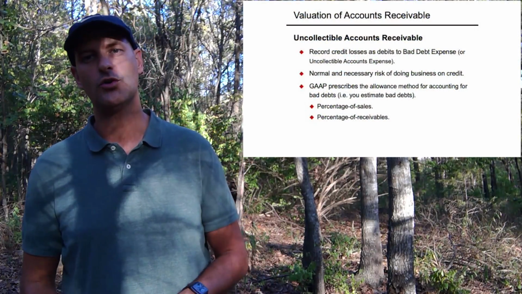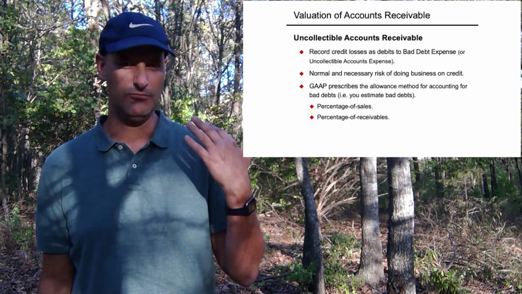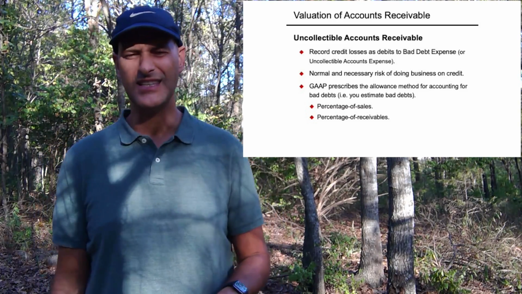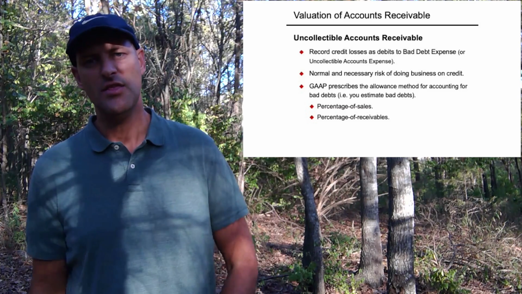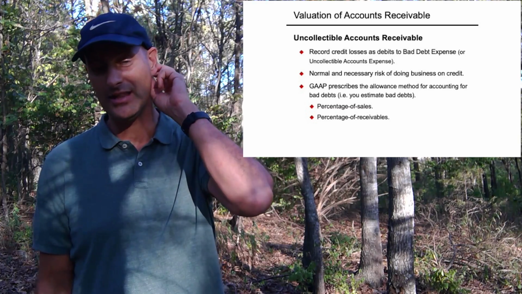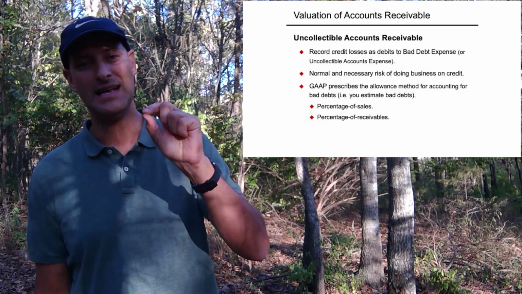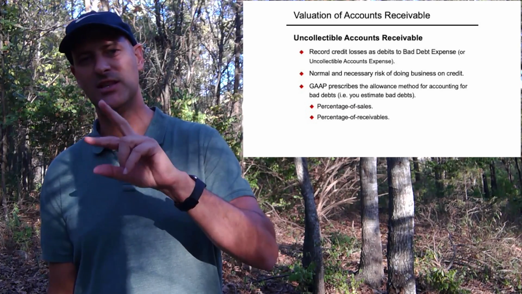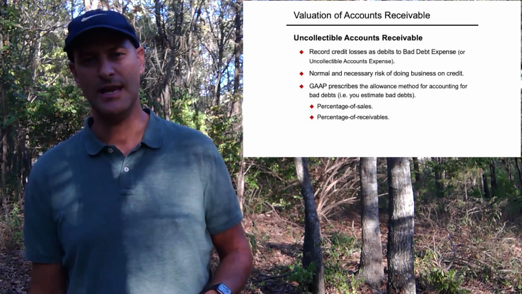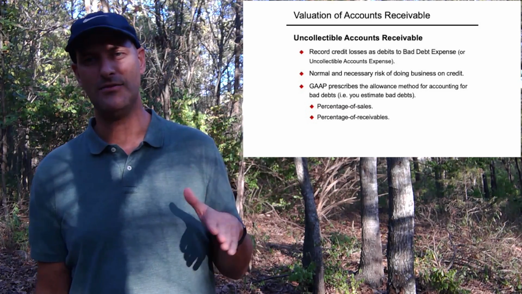So we estimate the amount we're not going to get paid. We record credit losses as debits to bad debt expense or uncollectible accounts expense, depending on what you want to call things. This is a normal, necessary risk of doing business, and GAAP requires that we use the allowance method. Under the allowance method, we estimate the amount that's not going to get paid, and we record that as an expense in the period of the revenue. Again, GAAP requires that we recognize the expense and the revenue together. We don't separate them. Now, how you estimate that can be done in a number of ways as long as it's systematic. GAAP accepts it.